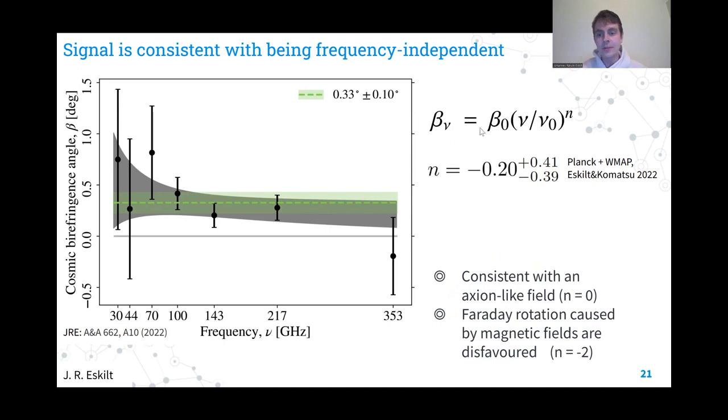And then we also looked at the frequency dependence, and we found a number that is very consistent with 0, which is exactly what you would expect from an axion-like field. And it also highly disfavors Faraday rotation from cosmic magnetic fields, which means that if this is cosmological, it's new physics, which is exciting.